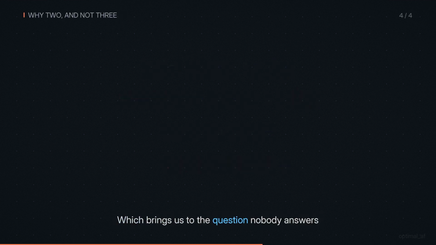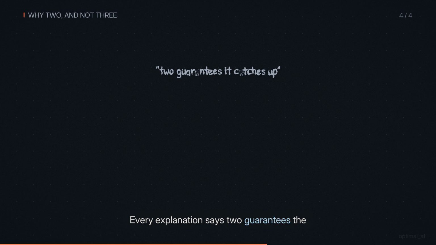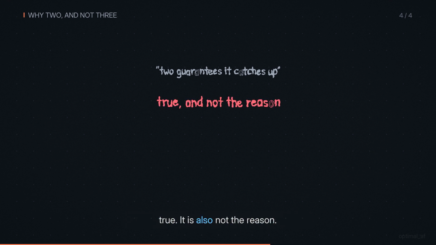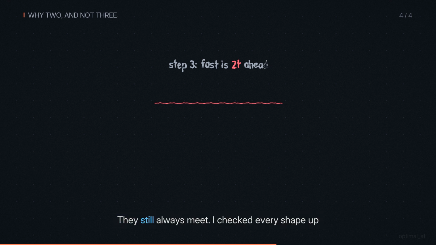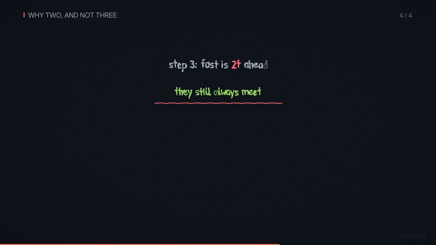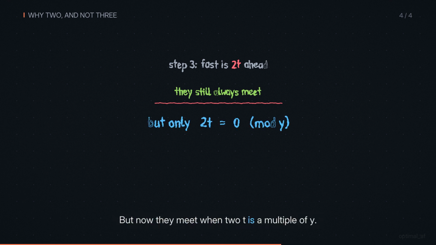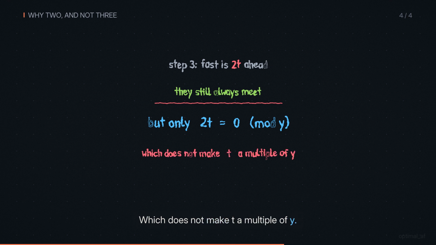Which brings us to the question nobody answers properly. Why 2? Every explanation says 2 guarantees the fast pointer catches the slow one. That is true. It is also not the reason. Try 3. Slow walks T, fast walks 3T, so fast is 2T ahead. They still always meet. I checked every shape up to 60 by 60. But now they meet when 2T is a multiple of Y. Which does not make T a multiple of Y.